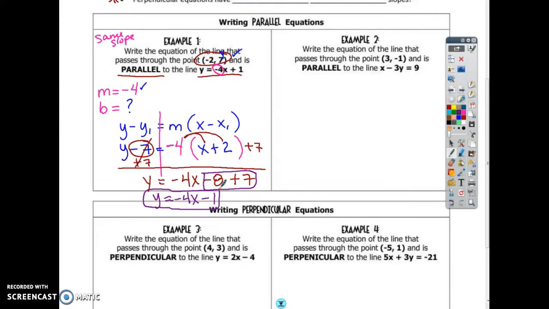That's the equation that I wanted. Look at the slope. Is it the same? -4. Same slope. What's the b? -1. That's my y-intercept. That's what I was looking for. So the equation that is parallel to this one and goes through this point is y equals -4x minus 1. Okay?